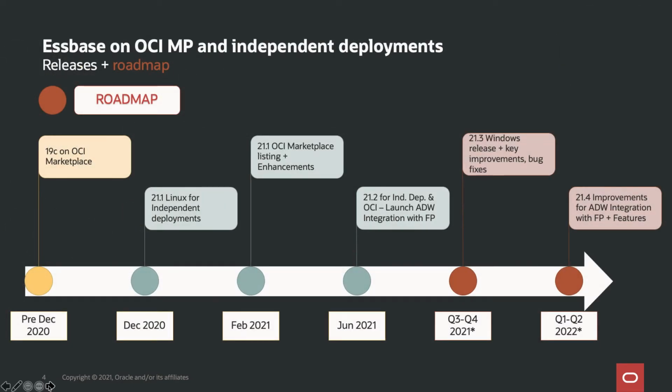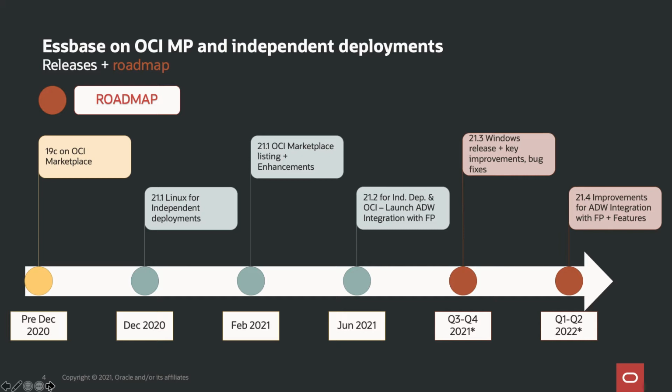What you see on this slide is the different releases that we've had for Essbase over the last, I would say, couple of years. Initially, Essbase started out on the cloud as OCI Essbase. However, OCI Essbase no longer exists. Our strategy on the cloud was to deliver Essbase via the OCI Marketplace. The first version that we released was 19C, and that was pre-2020. It's been there on the cloud for almost 2 years now, and that was version 19C.